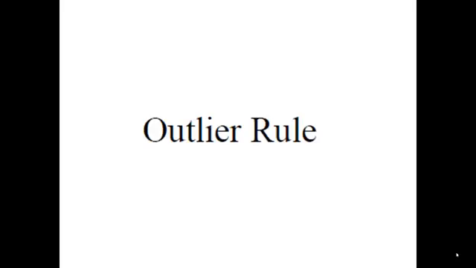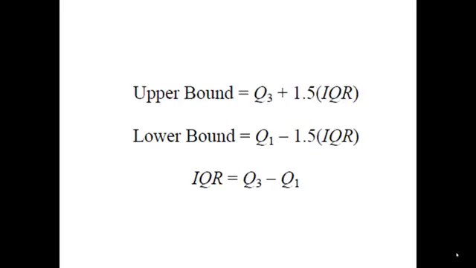Outlier rule. The upper bound is quartile 3 plus 1.5 times the interquartile range. The lower bound is quartile 1 minus 1.5 times the interquartile range. The interquartile range is quartile 3 minus quartile 1.